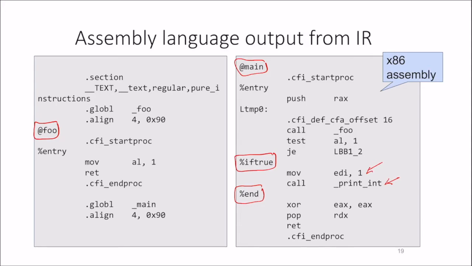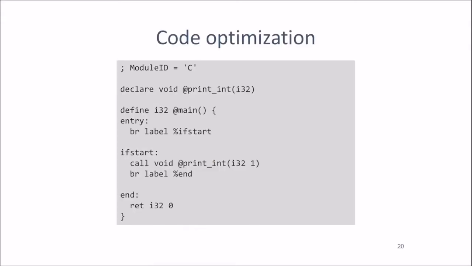So at every stage, we have gone from a fairly high level representation in the source code, gradually making it more and more concrete. And in the end, we end up with x86 assembly, which is then passed through an assembler, creates the object file, and you can create an executable from it. The last stage in the backend is code optimization, which works on the intermediate representation.